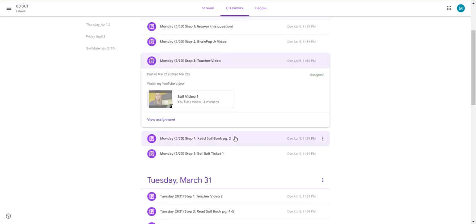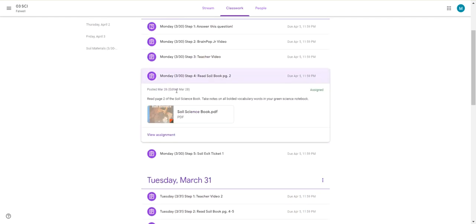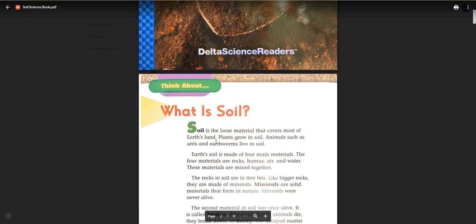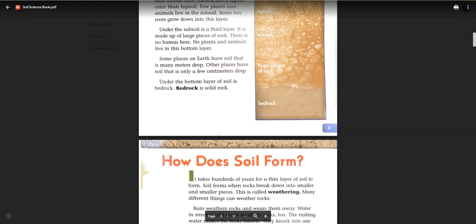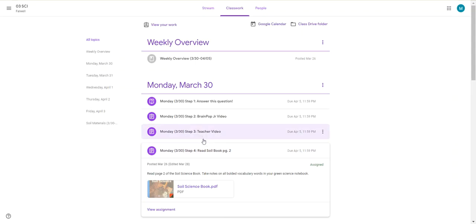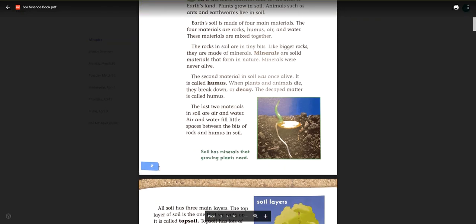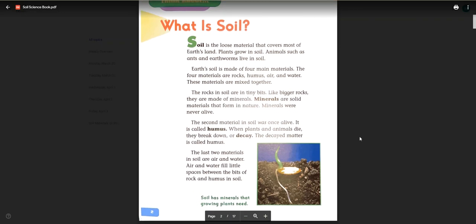Here I have a YouTube video. This right here is reading a soil book. If you click, I have the book right here scanned in so you can see the whole book. But for this assignment, it says only read page 2. So I click it, I look for where it says page 2 at the bottom. Right here says page 2, and I'm going to just read that page.